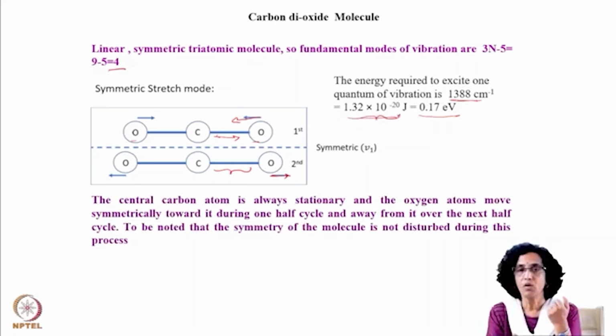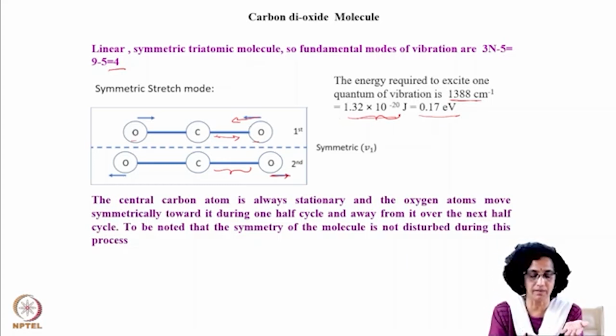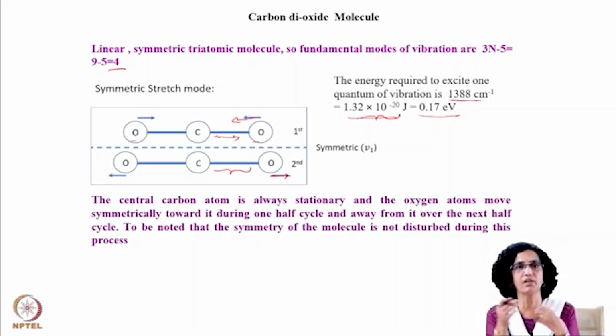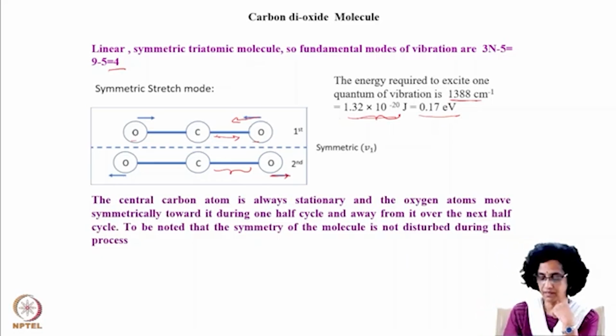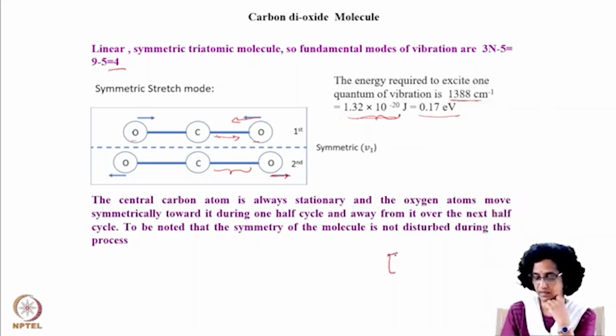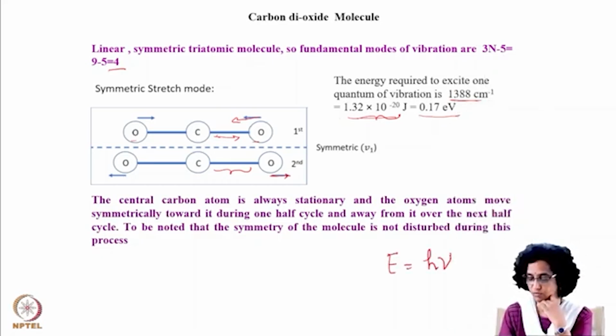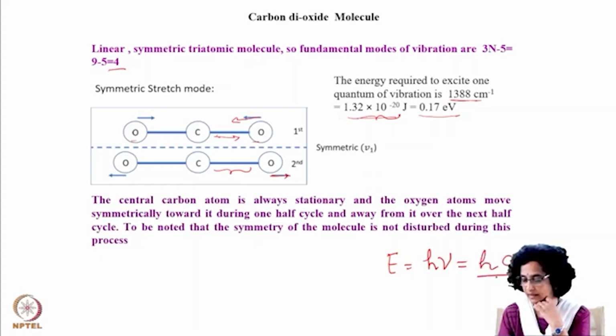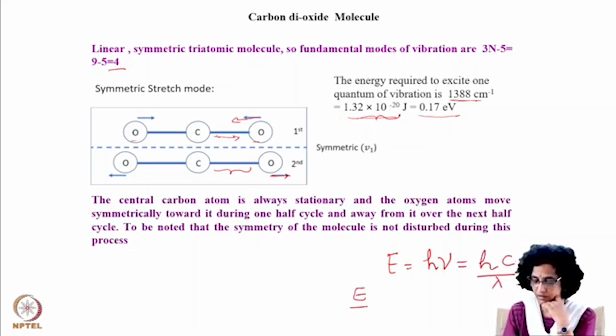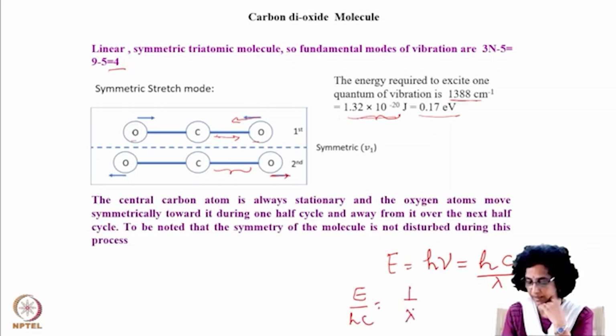Which can be converted into energy. I do not know whether you are aware of what a centimeter inverse is, but spectroscopists use this as a very convenient unit to talk about energies in vibrational, rotational, or even electronic states. So how do you get this? E is h nu, so you can write it as hc by lambda. So E by hc is equal to 1 by lambda. When lambda is taken in centimeter, this has a unit of centimeter inverse.